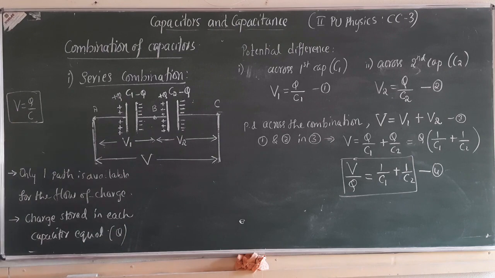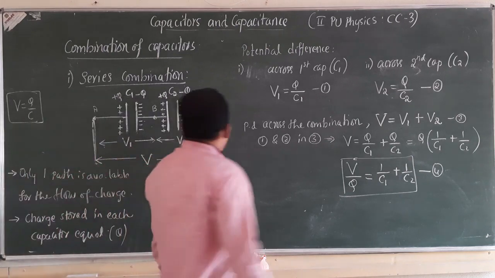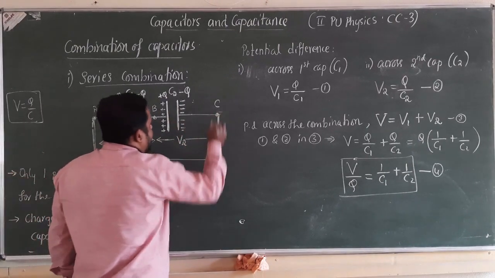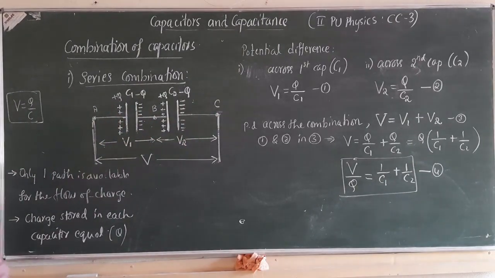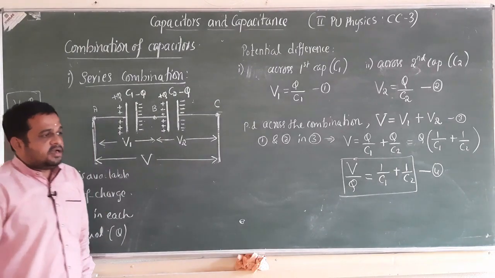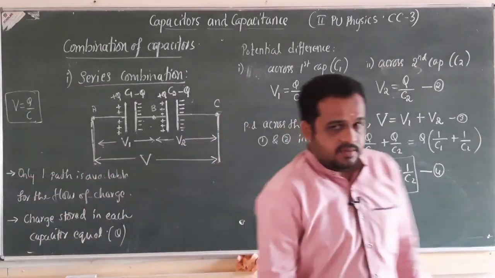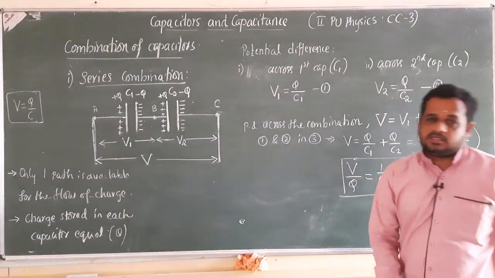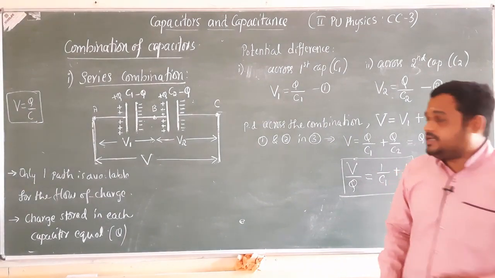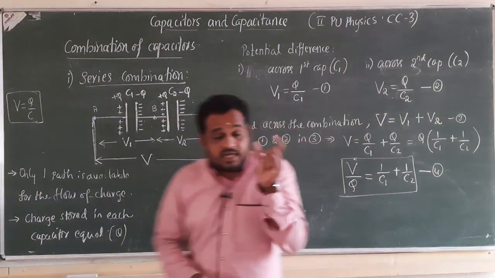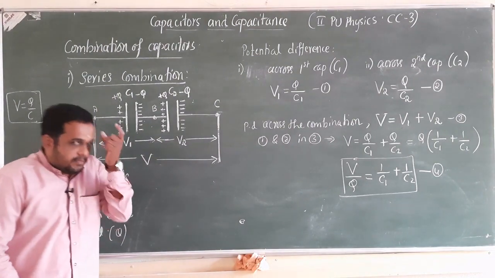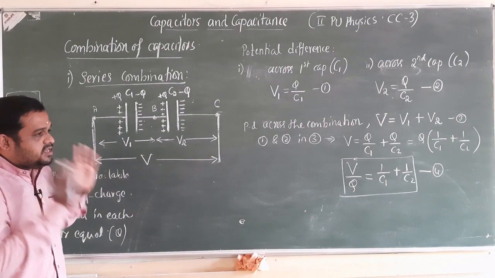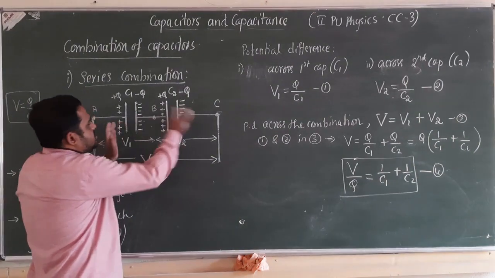Now, if the combination between the points A and C is replaced by a single capacitor of equivalent capacity. What do you mean by equivalent capacity or equivalent capacitance? An equivalent capacitor is a single capacitor which produces the same effect as that produced by these two.